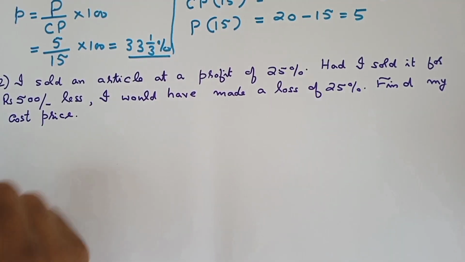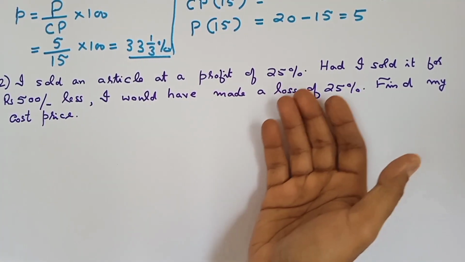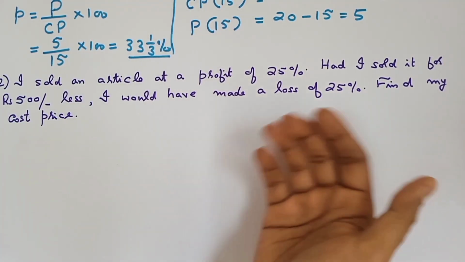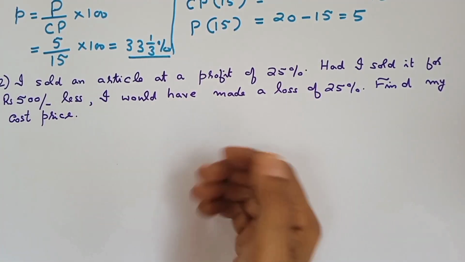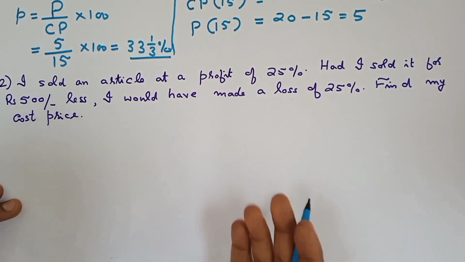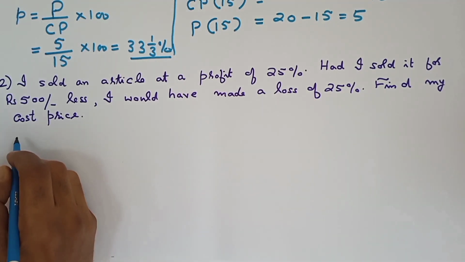The second question is this. I sold an article at a profit of 25%. Had I sold it for rupees 500 less, I would have made a loss of 25%. Find my cost price. It's about finding cost price, which is an absolute number. So preferably you may choose it as some variable.